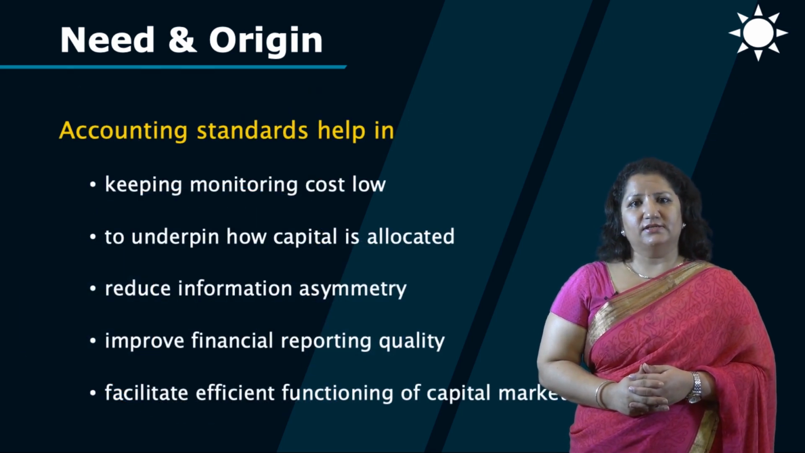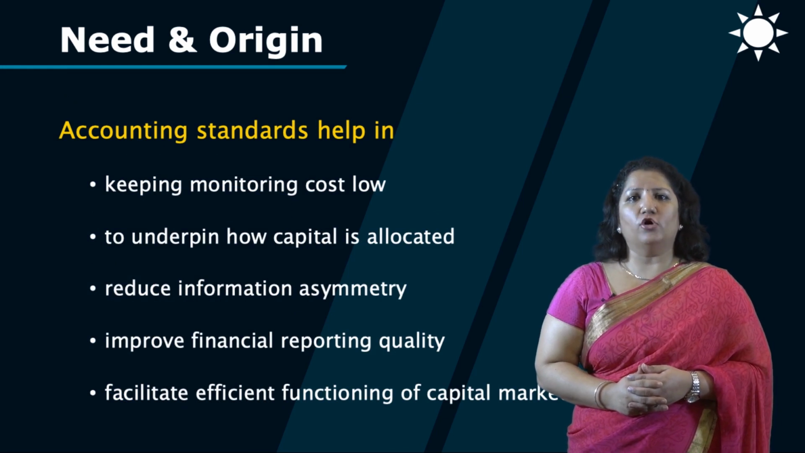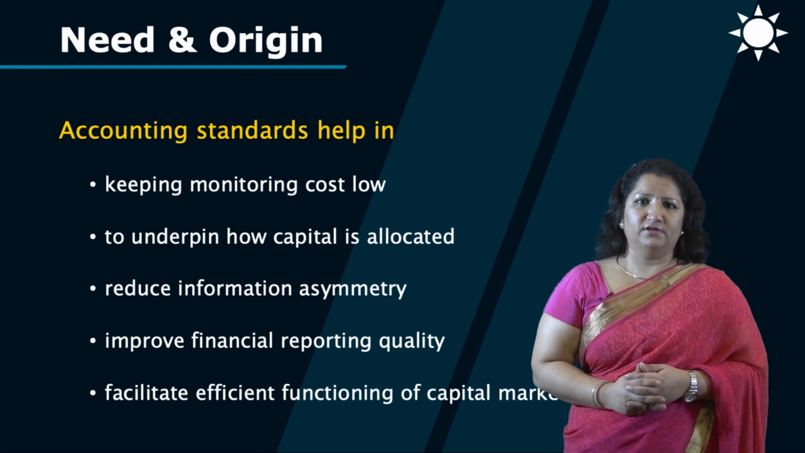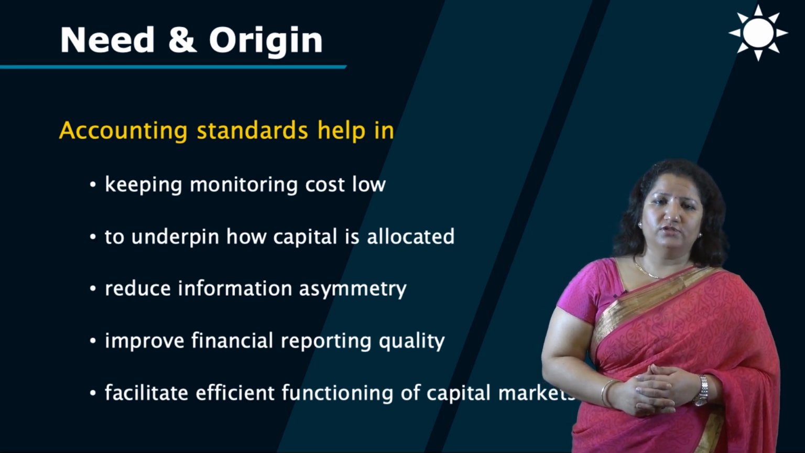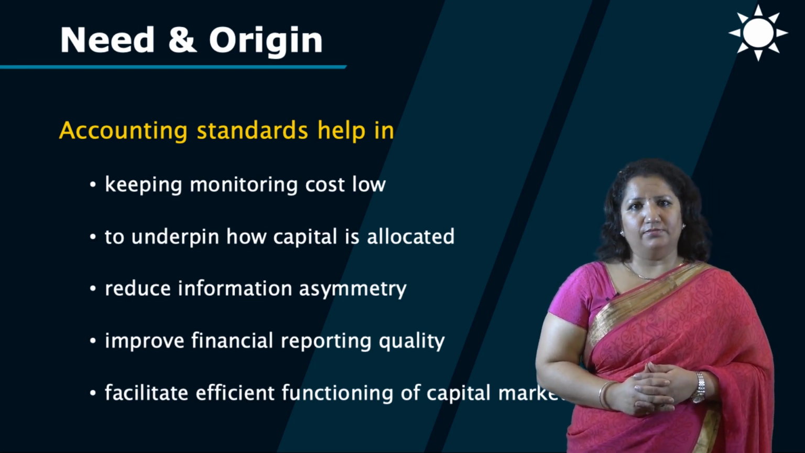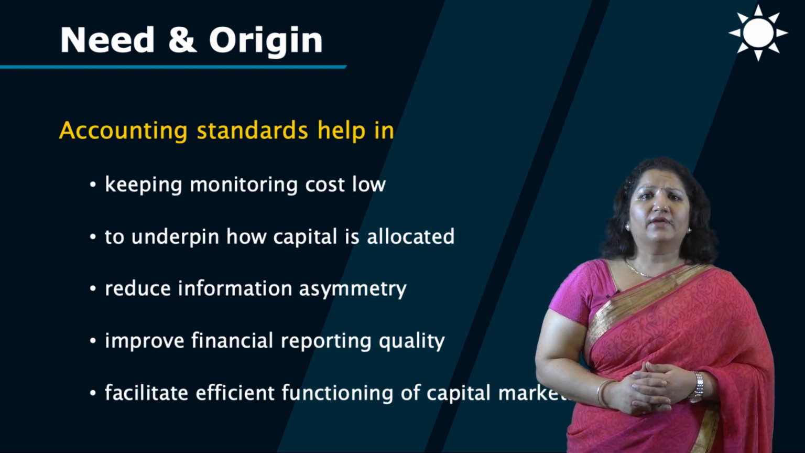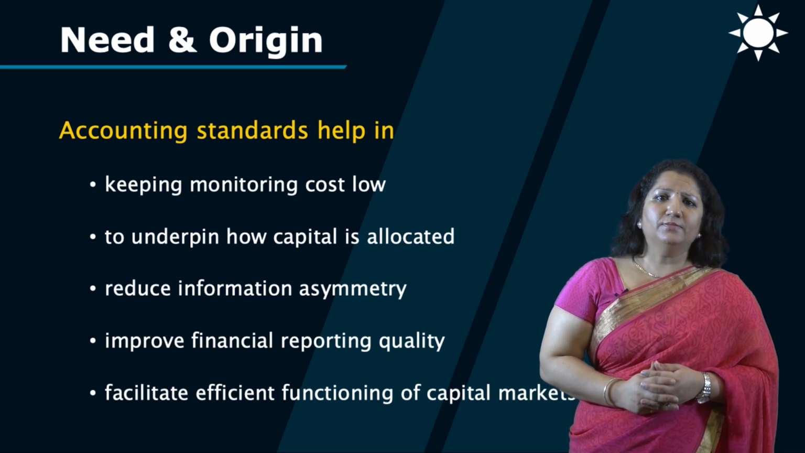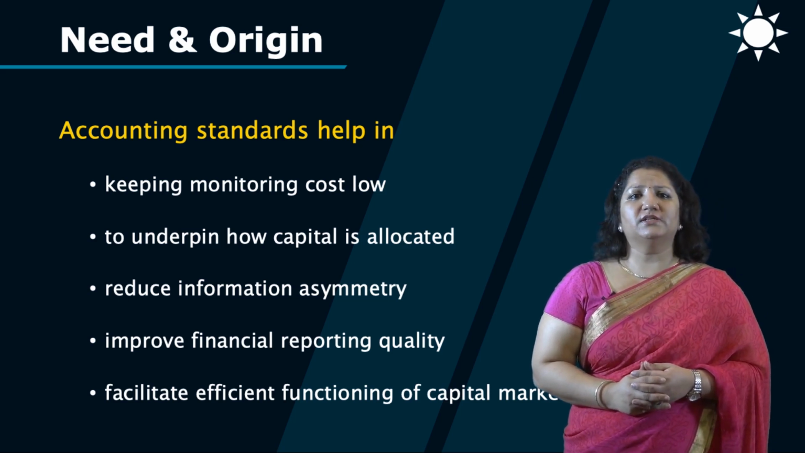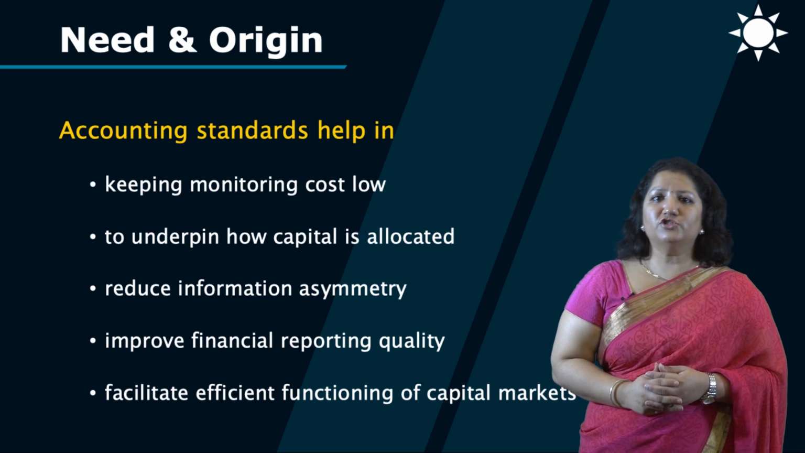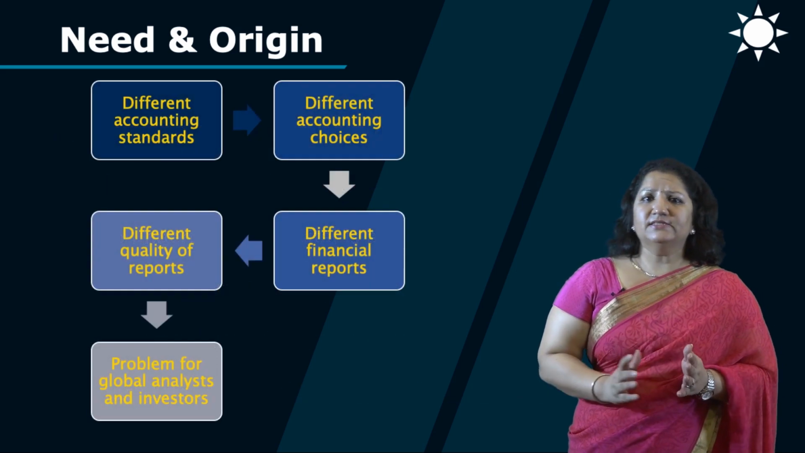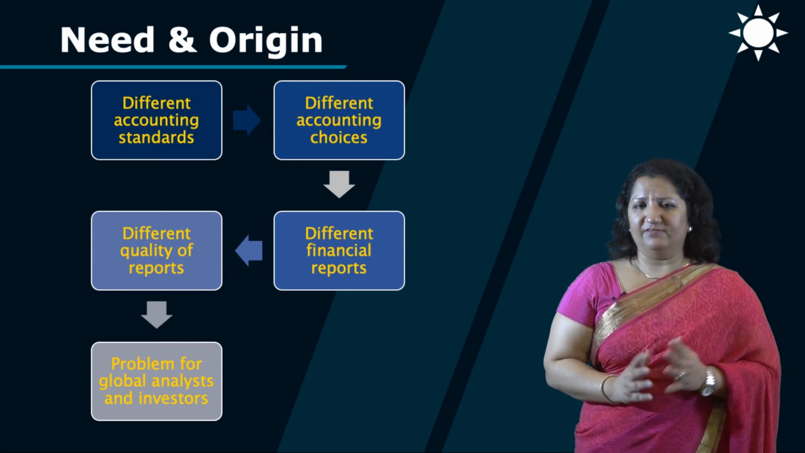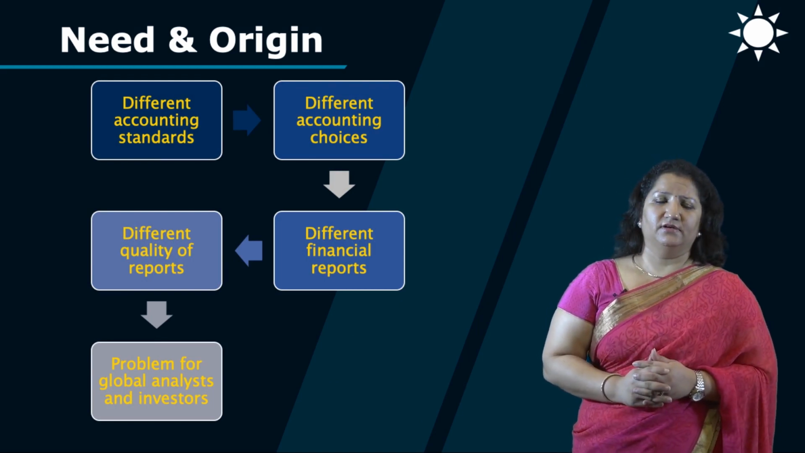In this context, uniform accounting and auditing standards have evolved. They provide a relatively low-cost solution to the serious agency problem. They help to underpin how capital is allocated, reduce information asymmetry, improve financial reporting quality, and facilitate efficient functioning of capital markets. Over the years, different accounting standards have been developed worldwide.